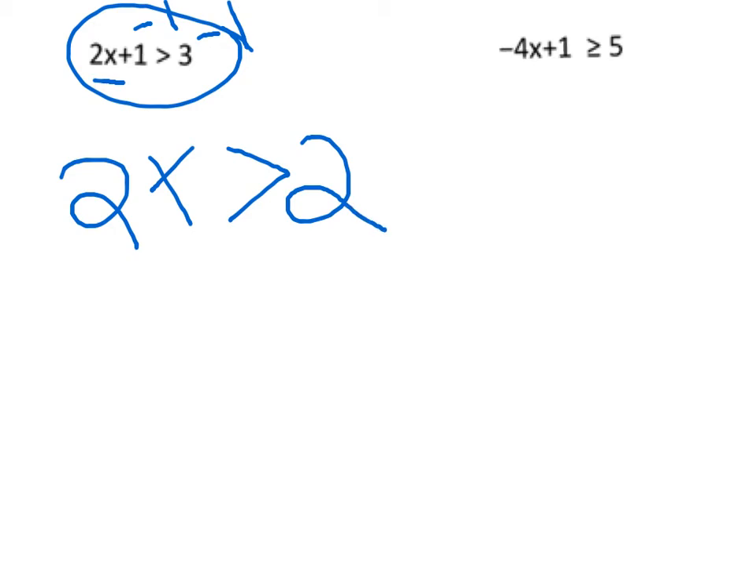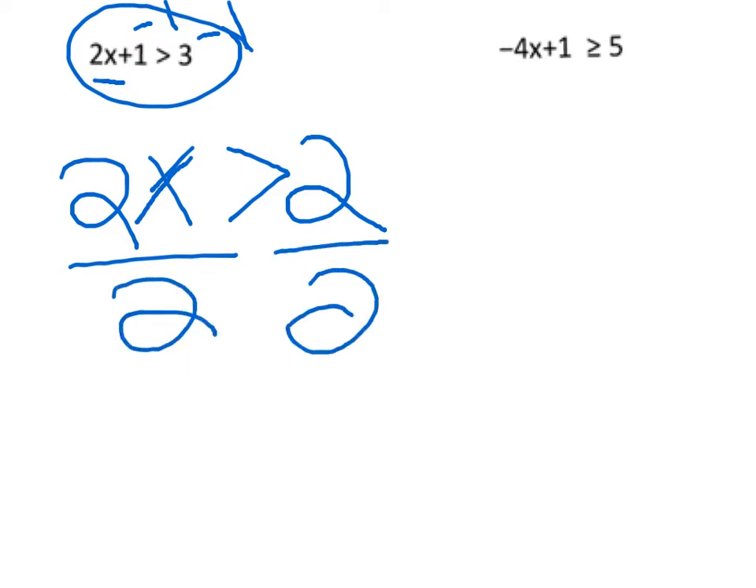Now, we still want to get x alone. To do this, we want to divide by 2. Whatever we do to one side, we have to do to the other. When we do this, the 2's divide to 1, and we get x is greater than 1.